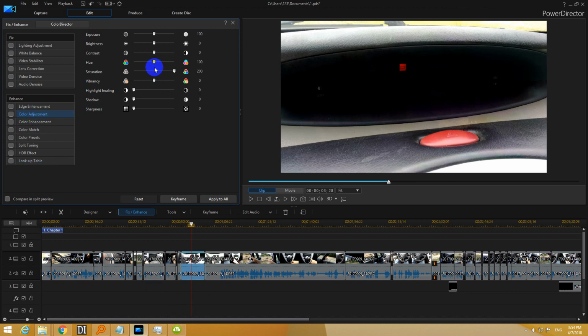Okay, let's make a more normal adjustment, saturation somewhere there, apply, and it's done.